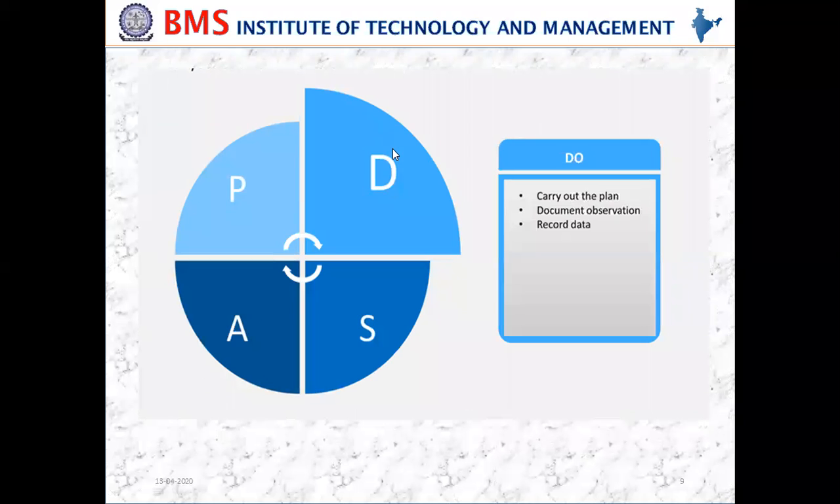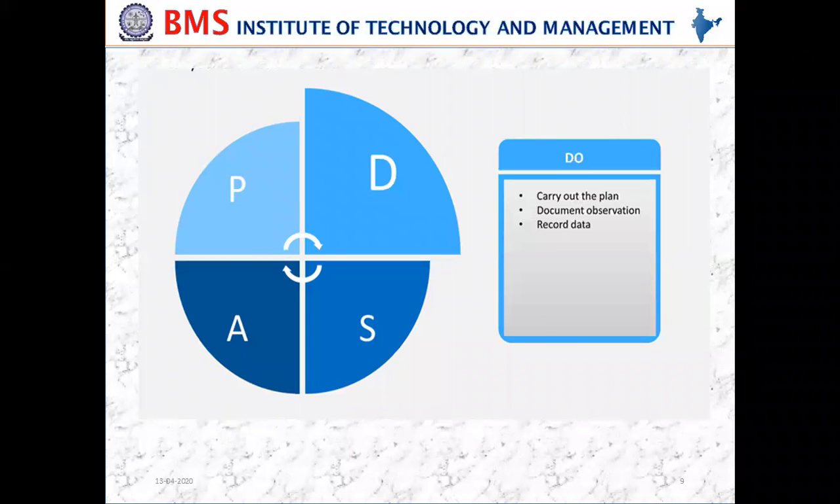So next, the do phase. As we told, do phase in the sense do it. What you plan, that you do. So in the do phase, what you are going to do is carry out the plan and document observations and record the data. Because as you are doing the work which you have planned, you need to record the data, and also document the observations while carrying out the plan.